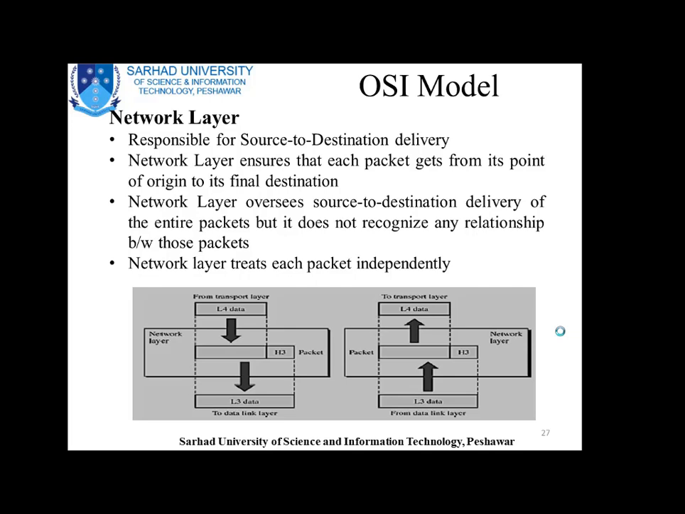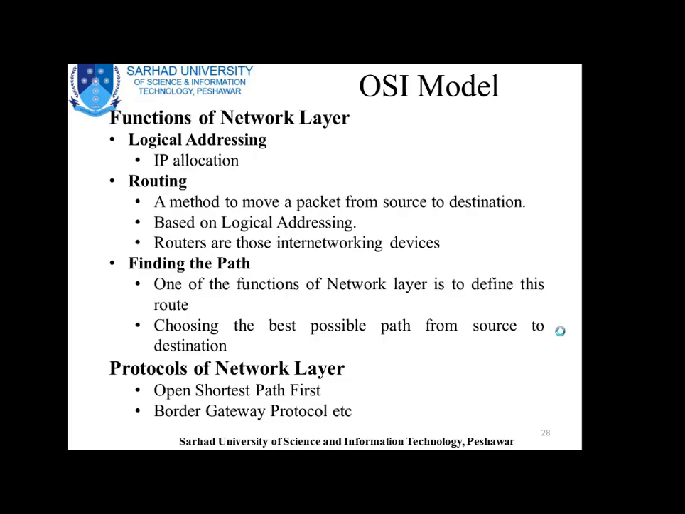So a network layer oversees the source to destination delivery of the entire packet, but the difference between this and transport layer is that it does not recognize any relationship between those packets. For example, let's say all the packets are the same for this network layer, so it does not discriminate or differentiate between these packets. I have also told you that this network layer is important and responsible for source to destination delivery. That is the reason it treats each and every packet independently, so it does not have any idea about the relationship or dependency between the packets.